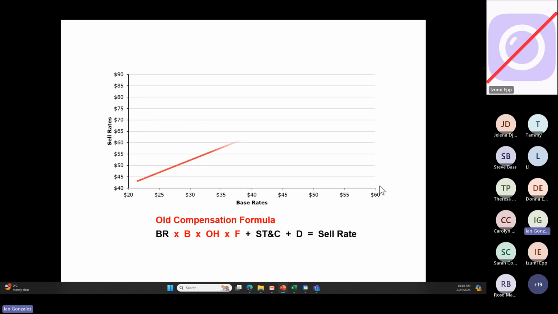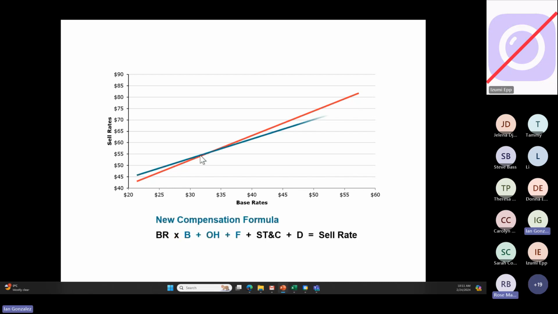In the old formula, if you plot out all the rates you get for a job, the line will look like this, where the higher the base rate, from junior to senior labor, the higher the sell rate is. This is what the buyer gets charged. This is what you pay. For example, somebody with a base rate of maybe $30, the sell rate is 42, whatever, because you've got your burdens and overhead.